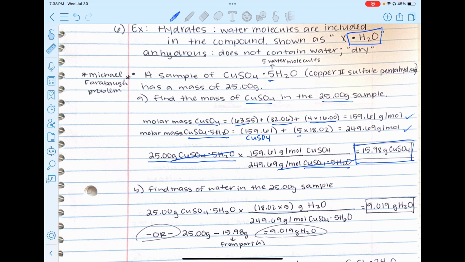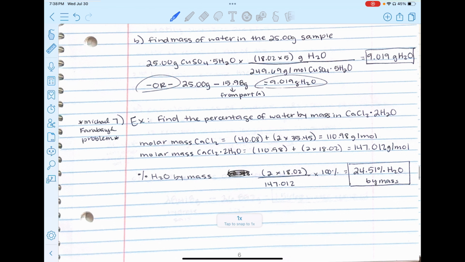Final answer for A, we get 15.98. And to clarify, when you type this in your calculator, you're going to type in 25 times 159.61, enter, divided by 249.69, enter, and we'll get 15.98. Moving on to part B, we're told to find the mass of water this time.